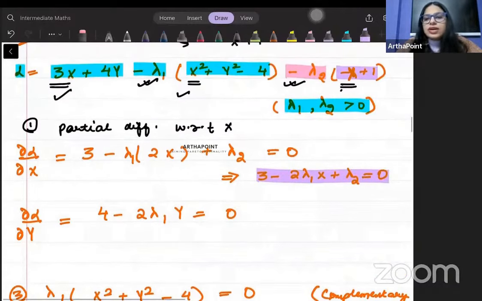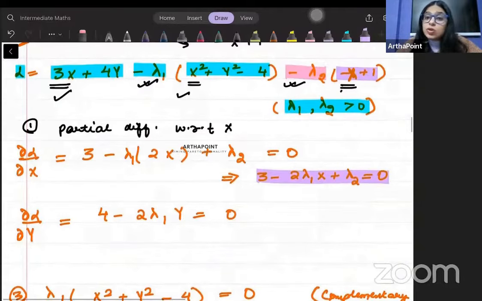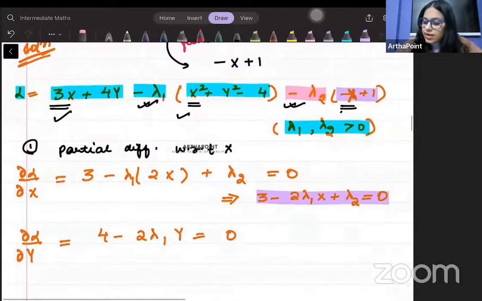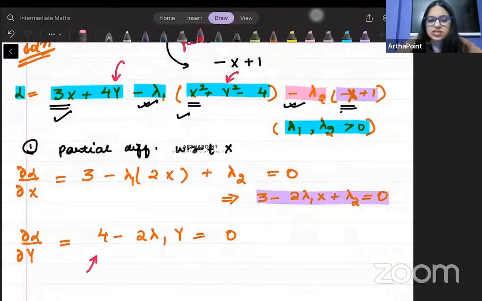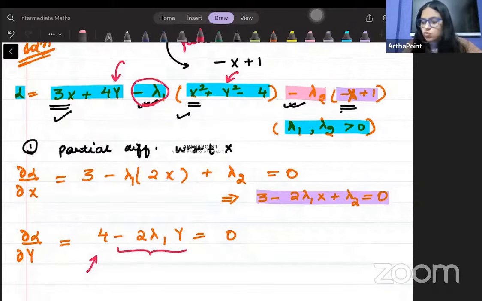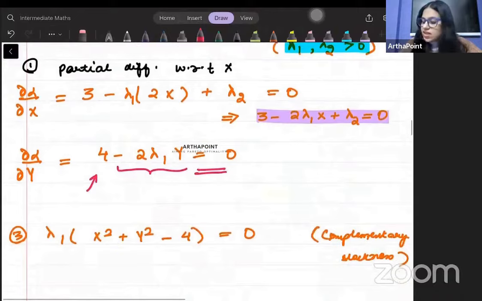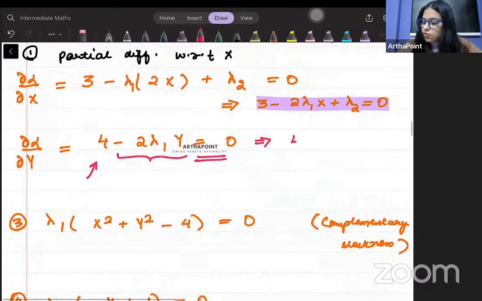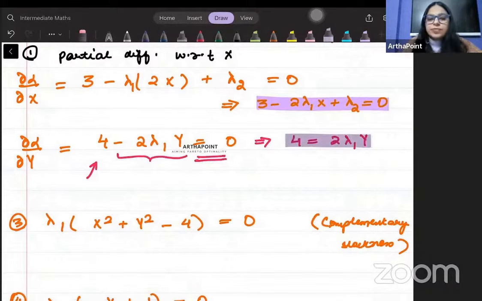Then you will differentiate with respect to y. With respect to y, you will get 4. Then here you see y square; the differentiation of y square will be 2y multiplied with minus lambda 1, so minus 2y lambda 1. There is no y in the other term, so it is equal to 0. So the second condition will give you 4 is equal to 2 lambda 1 into y.